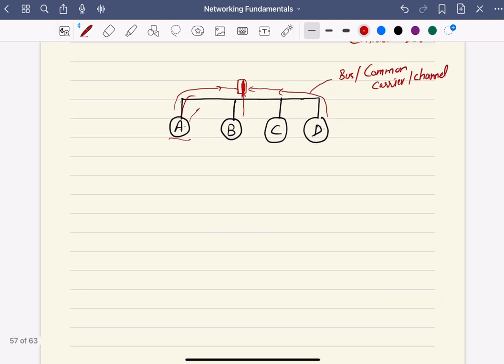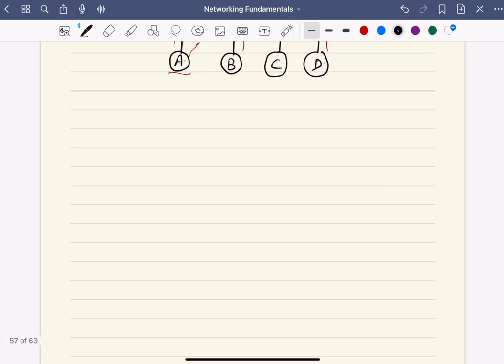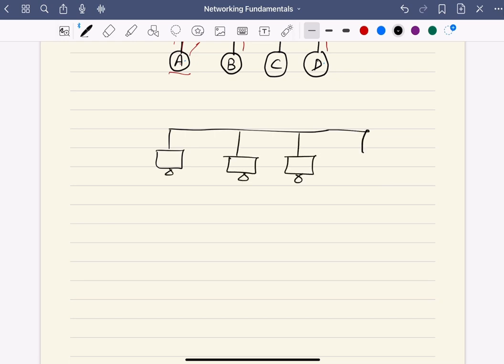Let me give you a simple example. Let's say I have again those 4 computers connected with a bus. This is, for example, A, B, C, and D. They are connected with this T connector, as you know, the connector node. So what is basically the idea?